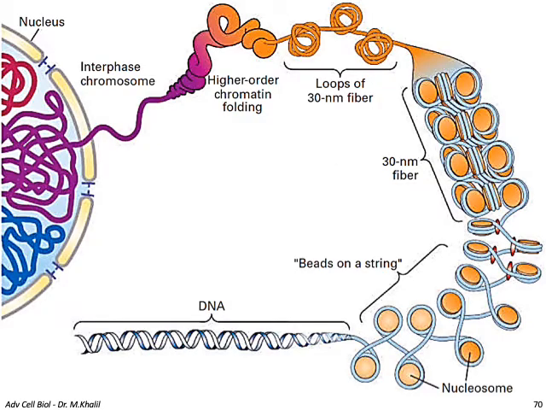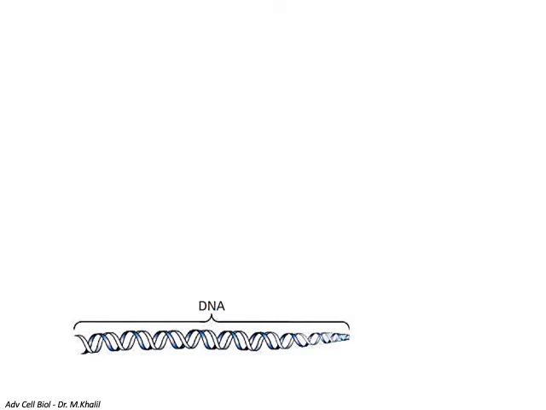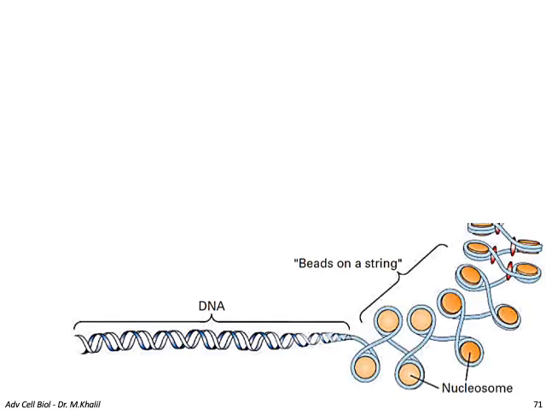If you look at the levels of condensation of the chromatin, there are multiple levels. Start from the beads on a string, then the 30 nanometer fiber, then loops of 30 nanometer fiber, then there is a higher order of chromatin folding which leads to the interphase chromosome. So that's the levels of chromatin condensation. If you look closely, this is the naked DNA. The first level is the beads on a string, in which the DNA is wrapped around the nucleosome.